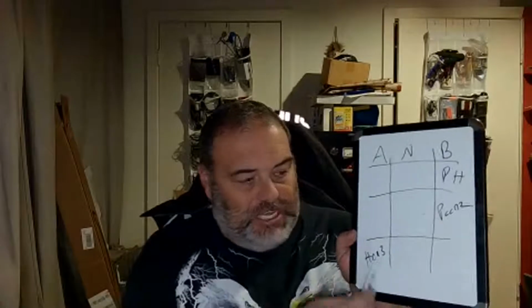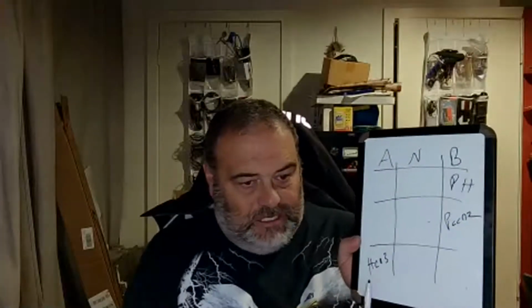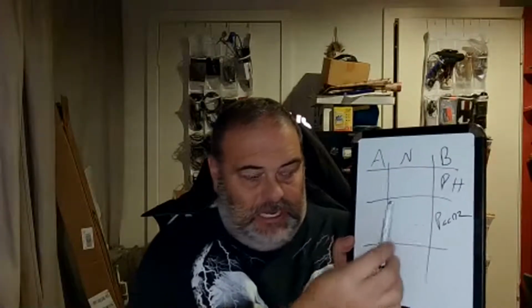The reason it says partially compensated, the pH is over here. It's still abnormal. If the pH was normal and these things were different, then it'd be compensated. But we're not fully compensated, we're partially compensated. So it's partially compensated respiratory alkalosis. Let's do another one.